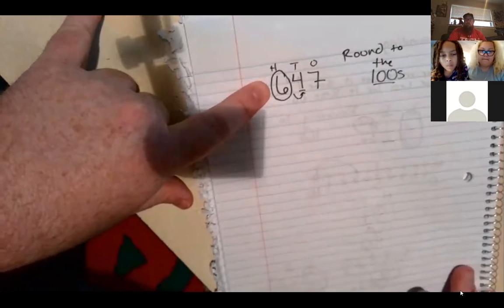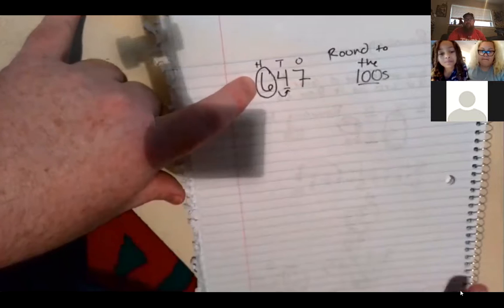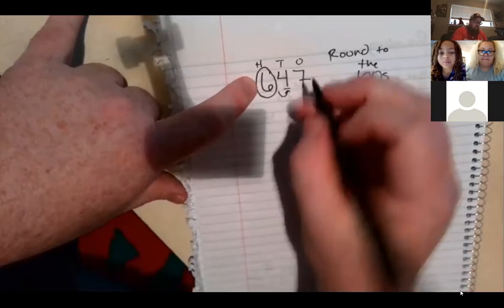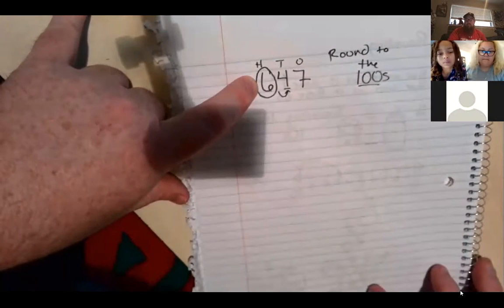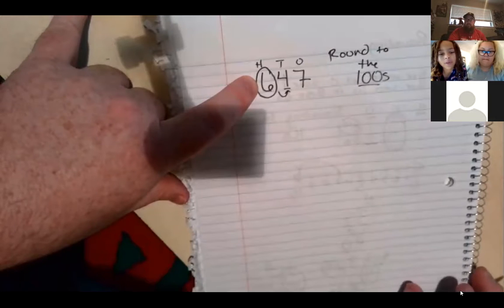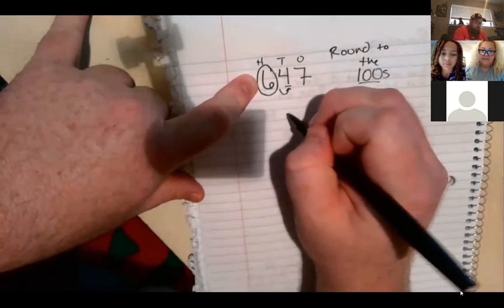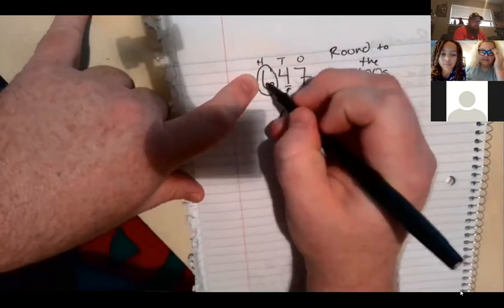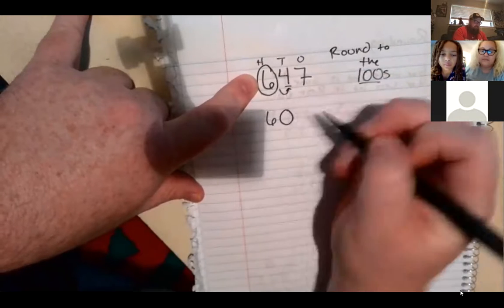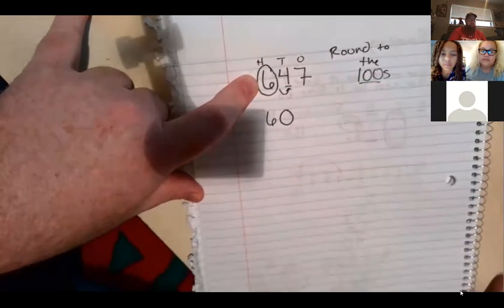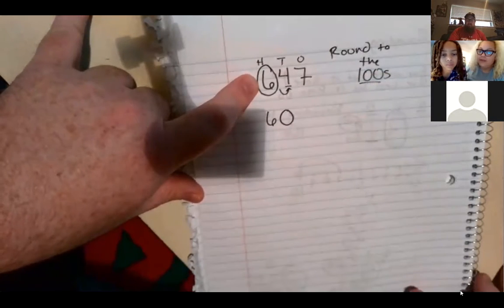next door. Kennedy, will you help us out? Would 4 go up to 10, or would 4 go down to 0? 4 would go down to 0. You're absolutely correct. So 4 would go to 0, 6 stays the same, and what about that 7? Ooh, what happens to the 7, Kennedy?